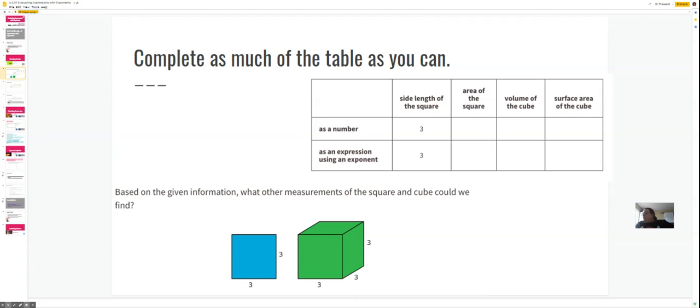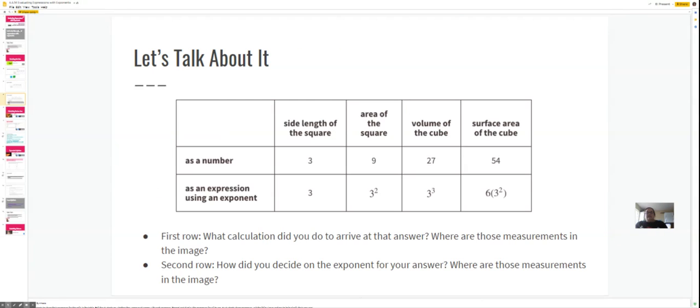We can find the volume of the cube. The volume of the cube is 27 cubic units, so 3 times 3 times 3. And the surface area is 54 square units. So that is on a chart that looks like this.